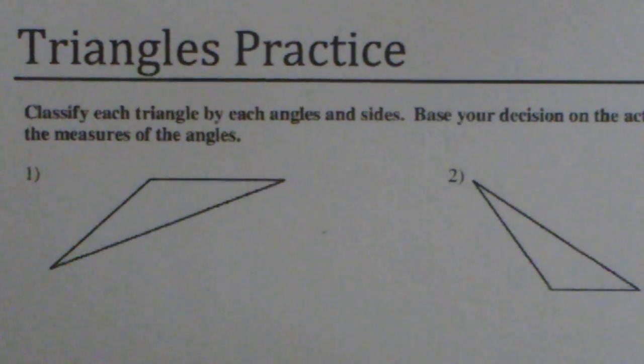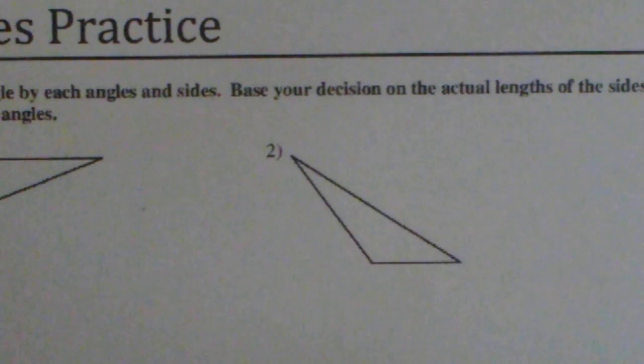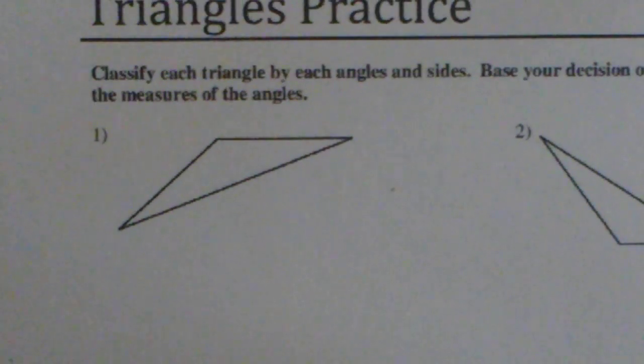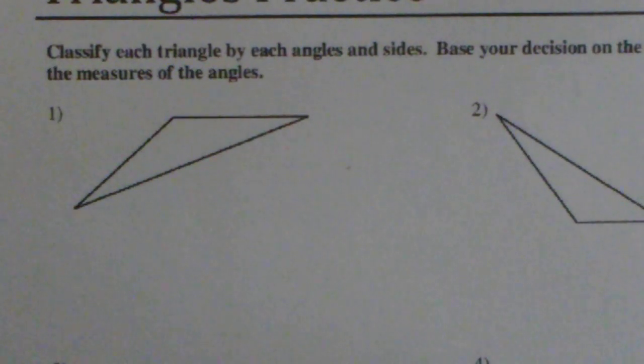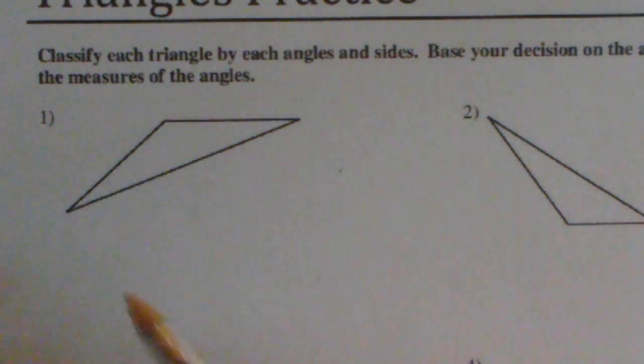Classify each triangle by angle and sides. Base your decision on the actual lengths of the sides and the measures of the angles. Well, it doesn't tell us what the sides and angles are. We're just going to do it by eyeballing. Eyeballing means we're going to just look and see if they're the same or if they're different, okay? So look at this first one.